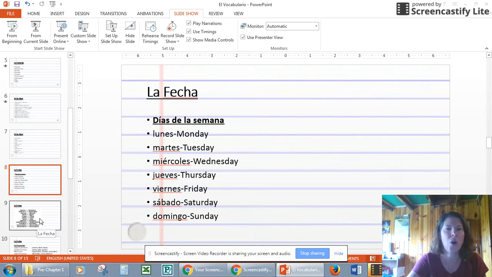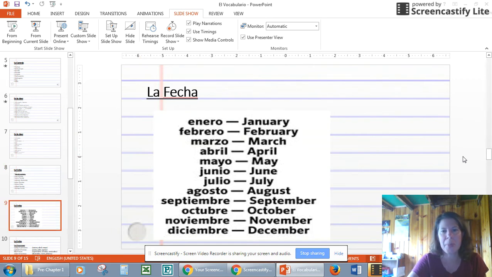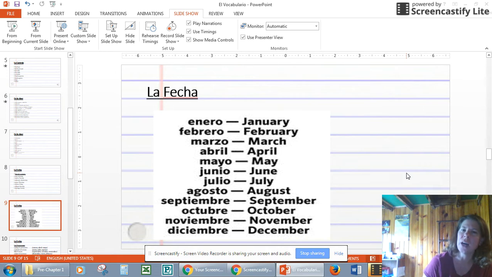Then if we move on to the months of the year, they are very similar in appearance to the English, so they shouldn't be too hard to work on. The slight difference is enero, doesn't look much like January. Then we have febrero, marzo, abril, mayo, junio, julio, agosto, septiembre, octubre, noviembre, diciembre.